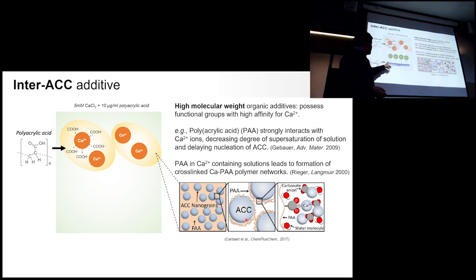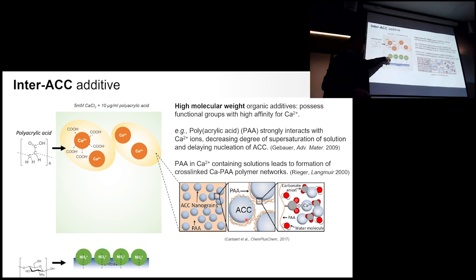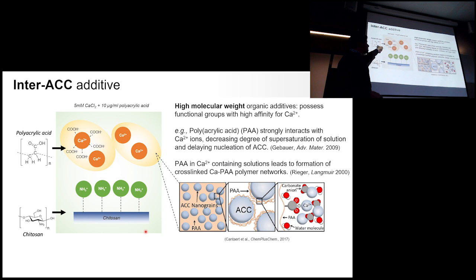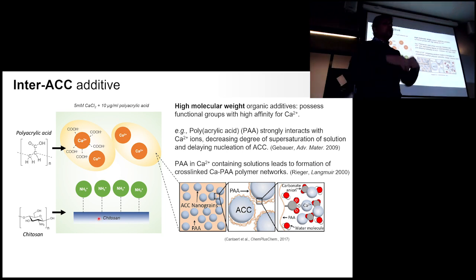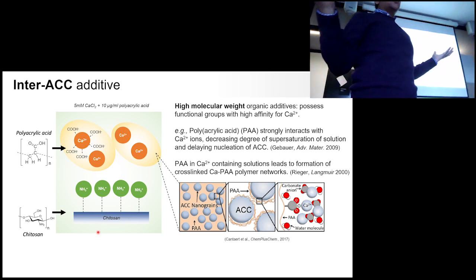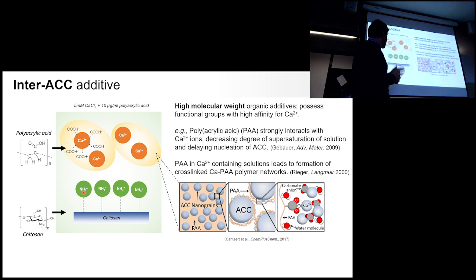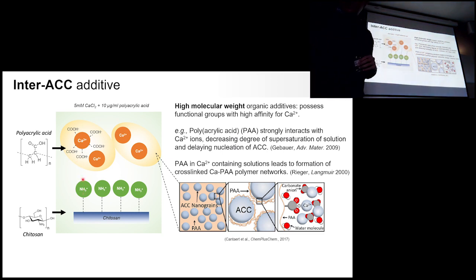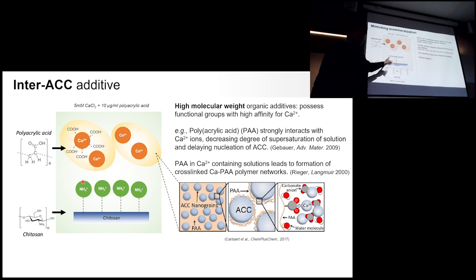We said, what if we utilize the chitosan here? Because chitosan, this material here, you see it has these positively charged amine groups, and we have COH minus here. So maybe they will like to come together, and we will see creation of some new crystals. And that's what we did.